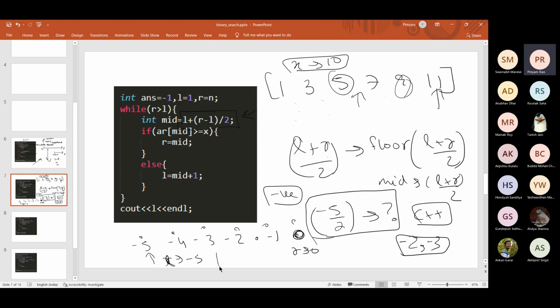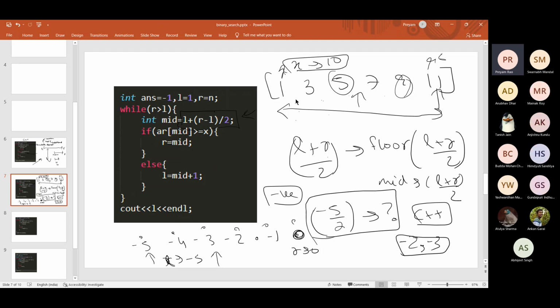So minus 3, right? Because here we have 6 numbers, here we also have 6 numbers. Here, if this is the first number and this is the 1, 2, 3, 4, 5, sixth number, then we'd simply do 1 plus 6 by 2, which is 3.5. If we floor it, we'll get 3. 1, 2, 3. So this is the first, second, third number, right? So we want first, second, third number, that is minus 3.